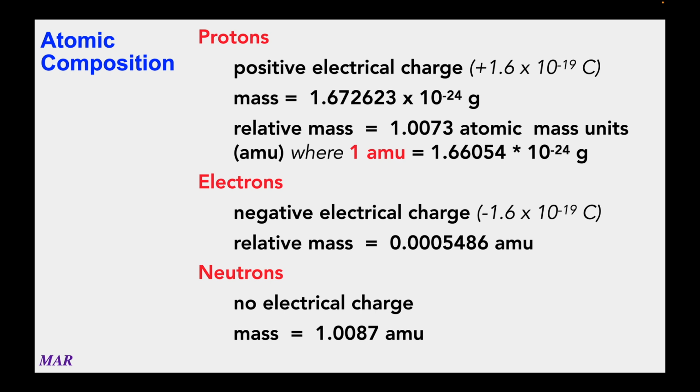And they're much bigger than the electron, which is 0.0005486. So if you put these all on a scale, protons and neutrons would be about the same, and electrons would be much, much, much less than that.